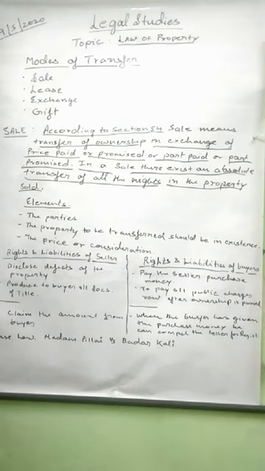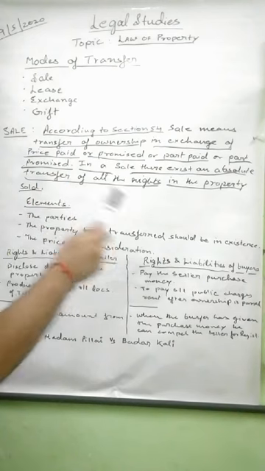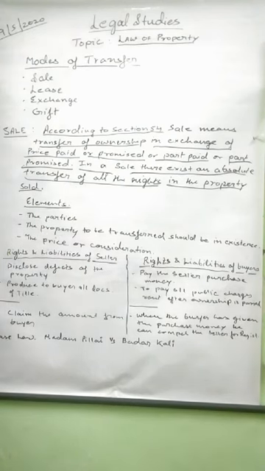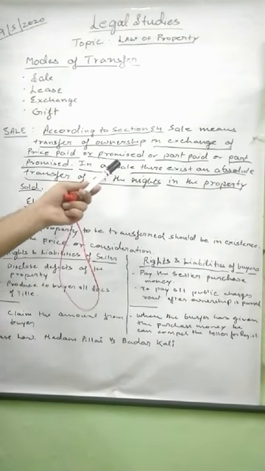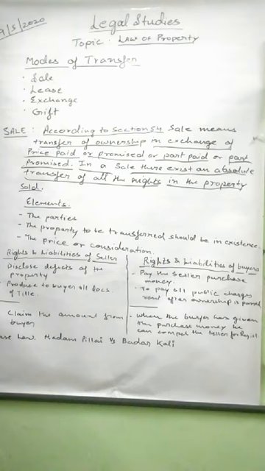Again I am explaining that according to section 54, sale means transfer of ownership. Students, you have to understand very carefully that in sale, ownership of the immovable property is transferred in exchange of price paid. Whatever consideration has been paid in terms of money, in exchange of that, the ownership is transferred to the person who has bought the immovable property.